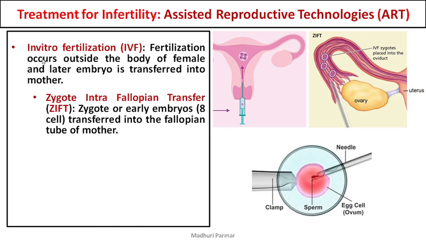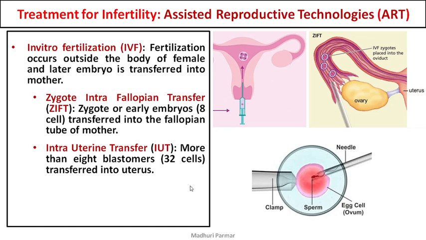So in in vitro fertilization, there can be two types, or three types rather. You have ZIFT. The full form is zygote intrafallopian transfer. The full form itself is telling you the function. That is, the zygote is transferred where? It is transferred intra, that is within the fallopian tube. Here you can see the diagram for ZIFT, and these are either zygotes or even early embryos, that is before the 8 cell stage. They are transferred into the fallopian tube like this.